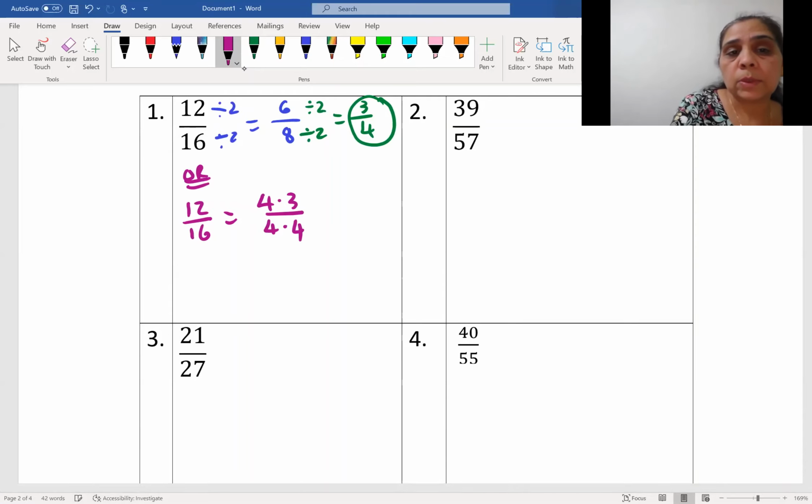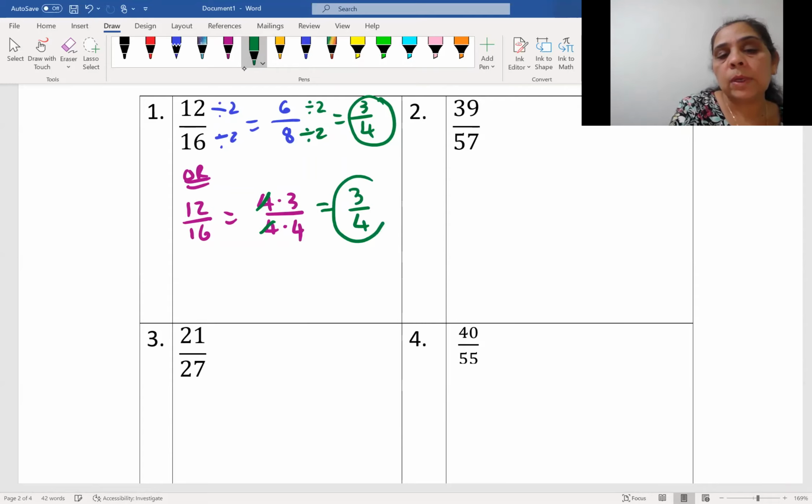If we have the same factor in the numerator and denominator, we can just cancel it out. We can divide both by 4, which leaves 1 over 1. So the leftover is 3/4. You will come up with the same answer. You can use either method, and you will get exactly the same answer.